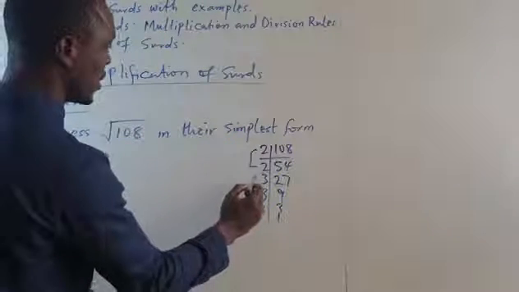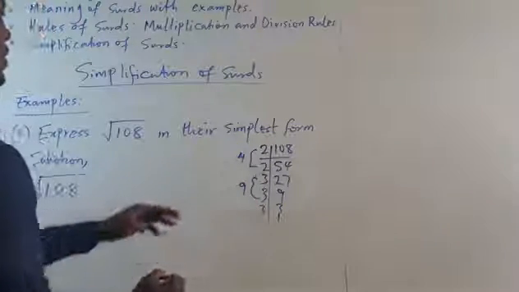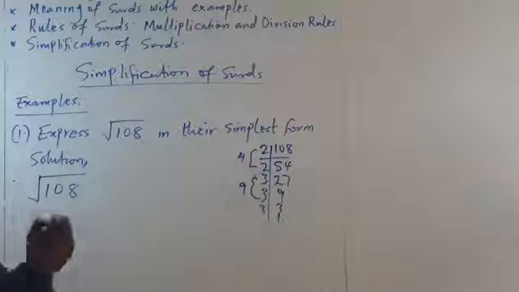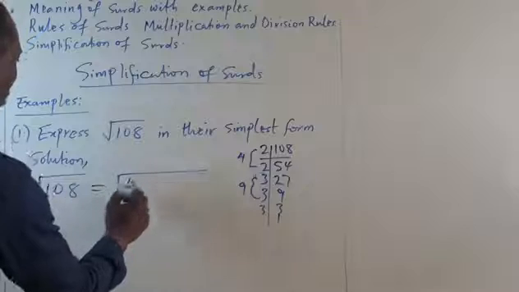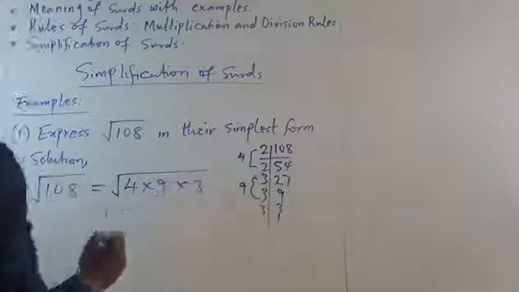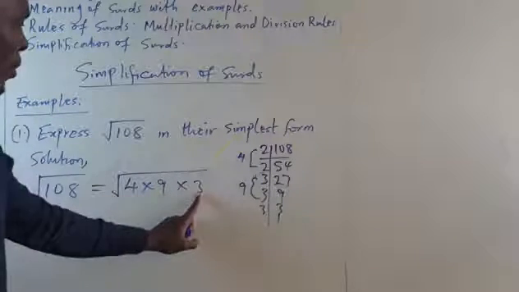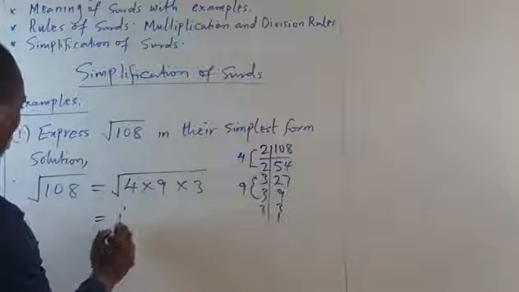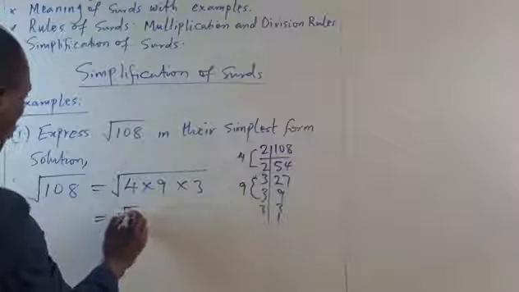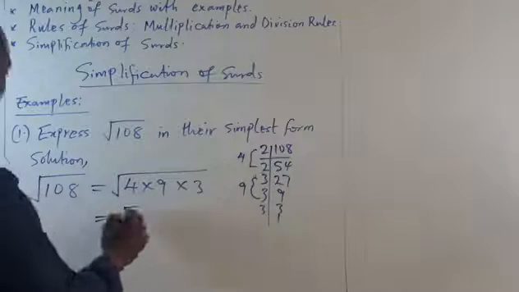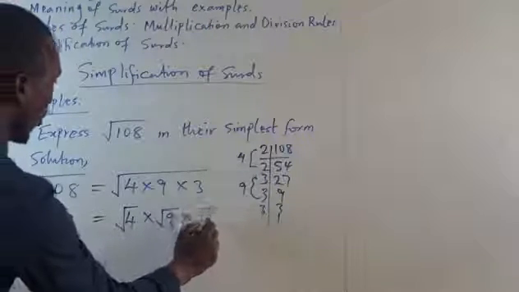So we are going to group it. So we have 4. We have 9. So which is 36. We are going to have square root of 108 is the same thing as 4 multiplied by 9 multiplied by 3. So we have square root of 4 multiplied by 9 and multiplied by 3. So which is the same thing as, this is the square root of the product of numbers. So it's going to be square root of each of the numbers. So which is square root of 4 multiplied by square root of 9 multiplied by square root of 3.